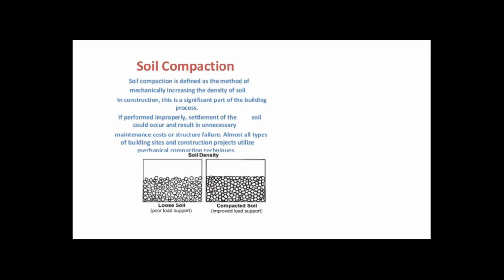So soil compaction is defined as a method of mechanically increasing the density of a soil. In construction, this is a significant part of the building process. If performed improperly, the settlement of the soil could occur and result unnecessarily. Okay, the main point is in the farms, you want the soil to be loose. It's probably bad for building, but a loose soil is good for farming.